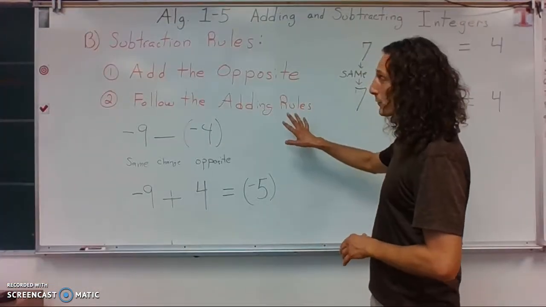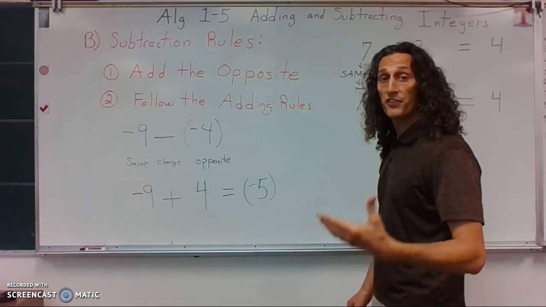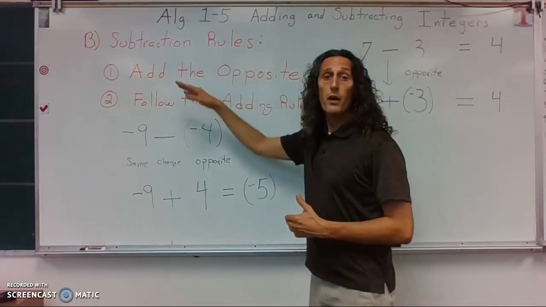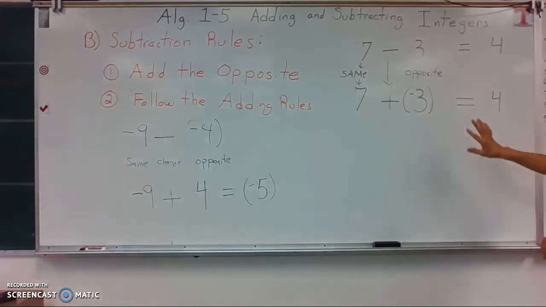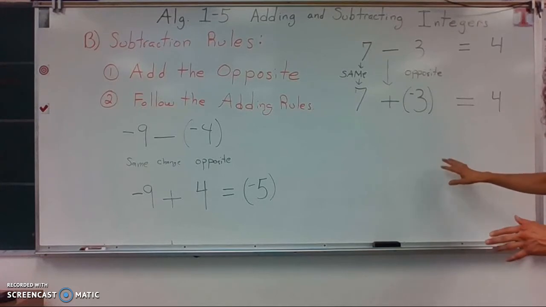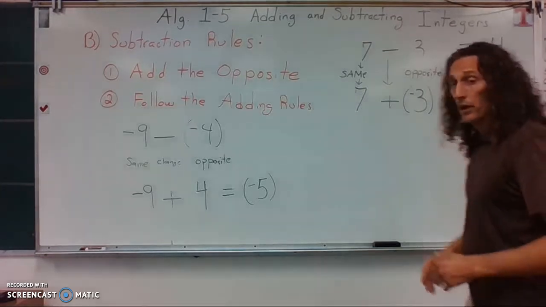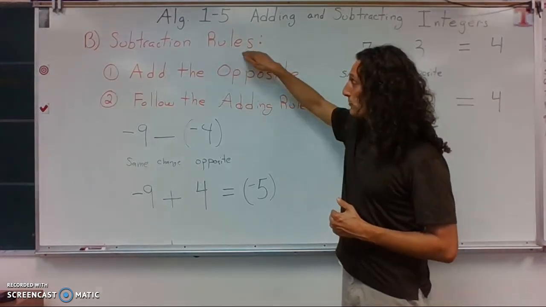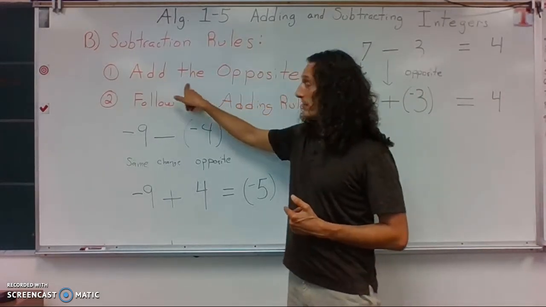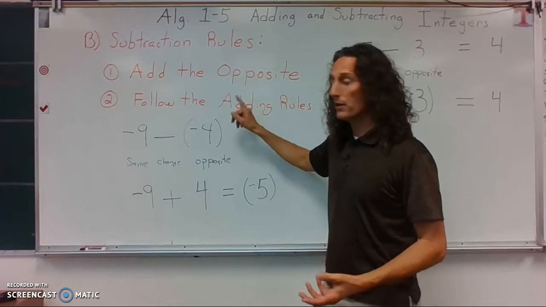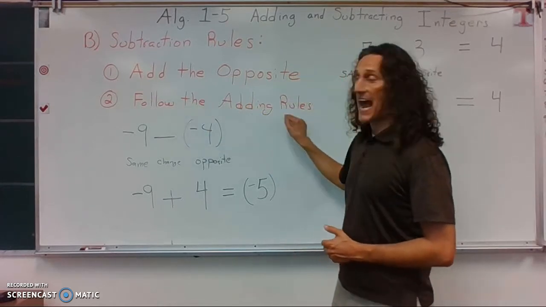All right, so now we went over the addition rules of integers, but what happens when we get to subtraction rules? So again, take the time, copy this down. If you understand this, then you don't have to listen to the rest of this section. All right, so you have that copied down. So the subtraction rule is you add the opposite, and I'll explain that in a second. And then after you add the opposite, you follow the adding rules.